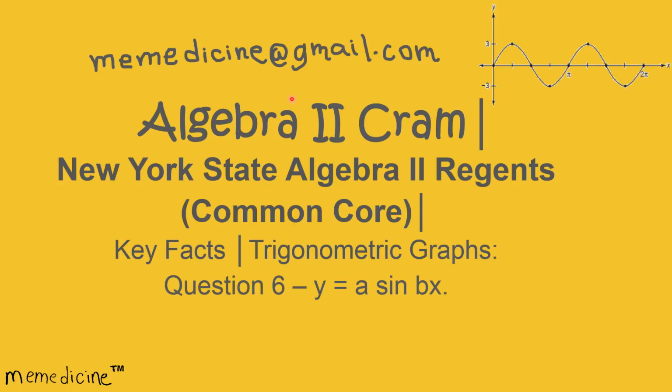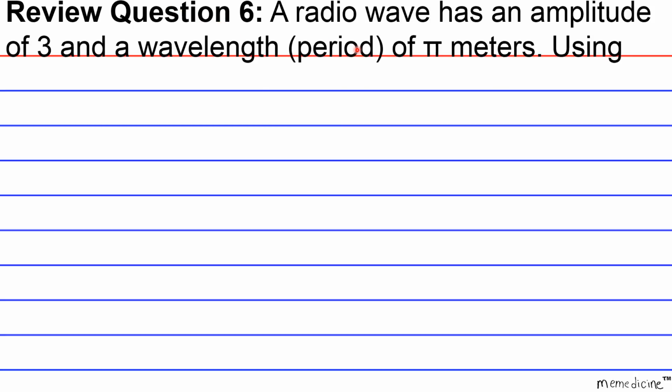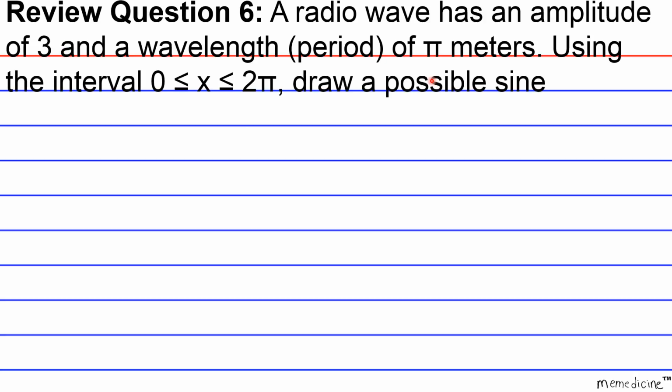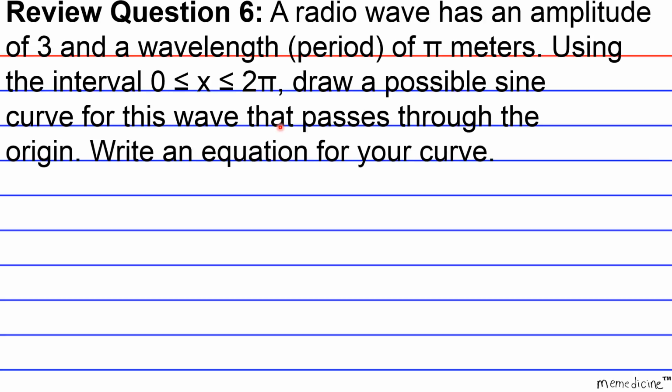All right, let's delve into this problem together. Okay, so review question 6. A radio wave has an amplitude of 3 and a wavelength, that is the period, of pi meters. Using the interval 0 is less than or equivalent to x is less than or equivalent to 2 pi, draw a possible curve, a sine curve that is, for this wave that passes through the origin. And be sure to write an equation for your curve. All right, so this is a lot. It's not that difficult, but definitely press pause and I'll give you a moment to come up with a solution.